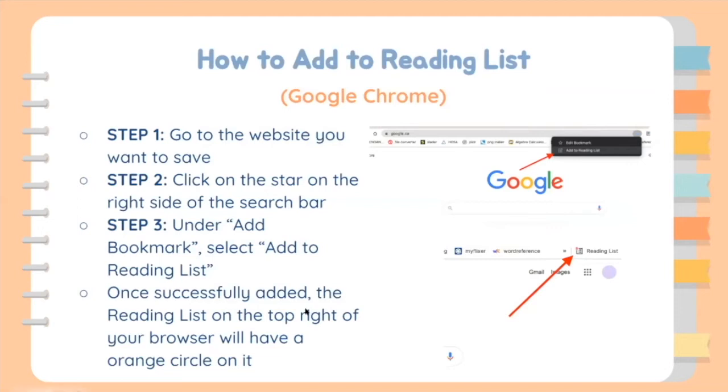Once you've successfully added a web page to it, the reading list icon will show on the top right of your screen, and there should be an orange circle on it, just so you know that there's something there for you to read.